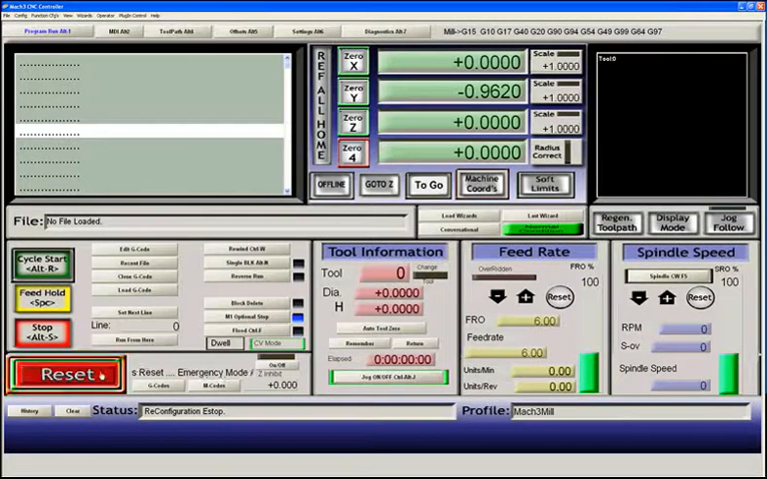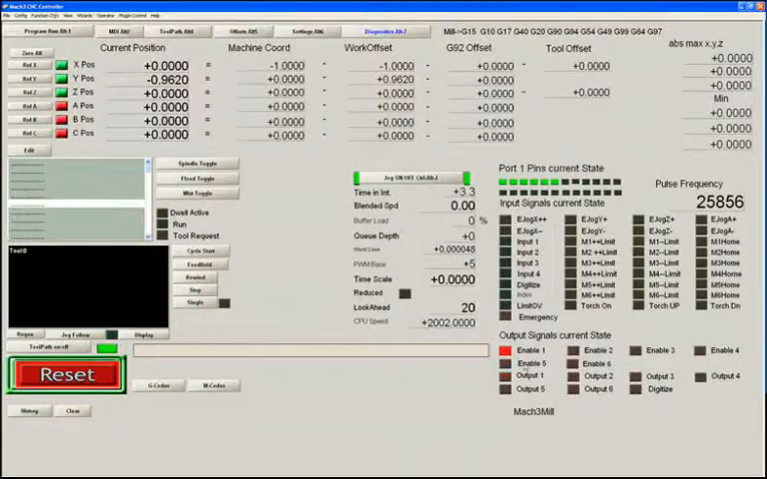Once you do that, if we turn on the spindle, you can see that the spindle light is now blinking, indicating the spindle is on. And if we look at our diagnostics page, output number 1 is blinking. If output number 1 blinks when the spindle is on, that means that the signal has been enabled. If I toggle the spindle off, you can see that output number 1 stops blinking.